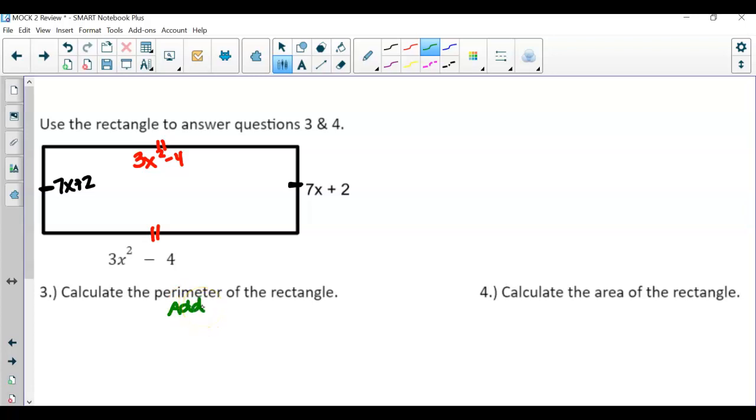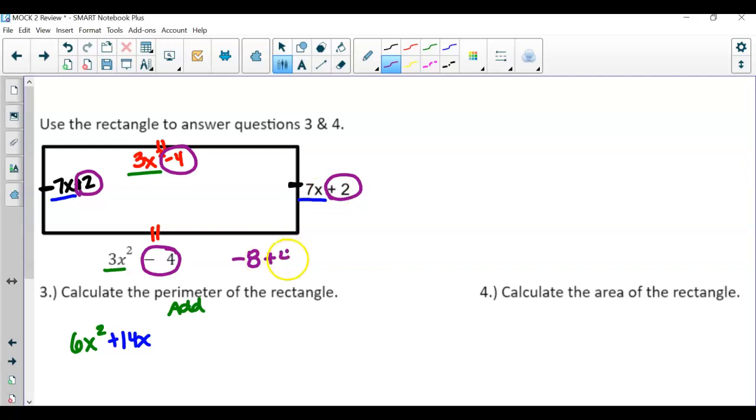Now perimeter, you just add up all of the sides. So I'm going to combine like terms here. So I have 3x squared plus 3x squared, which is now 6x squared. Then 7x plus 7x, which is now 14x. Then last, we do have our constants. Negative 4 minus 4 is negative 8. But I also have 2 plus 2, which is 4. So negative 8 plus 4 is negative 4. So that expression is the perimeter of the rectangle.